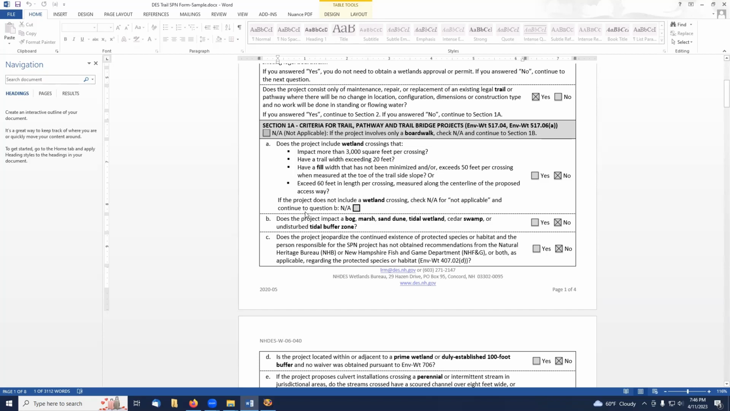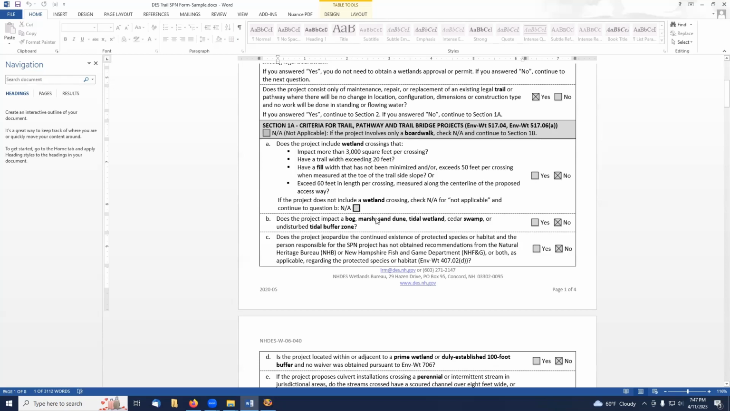Okay. So if you look at the bottom here, it says if this project does not include a wetland crossing, click not applicable. Okay. So in my case, I didn't click that because I do have a crossing. It's really a culvert crossing, but I have a crossing.